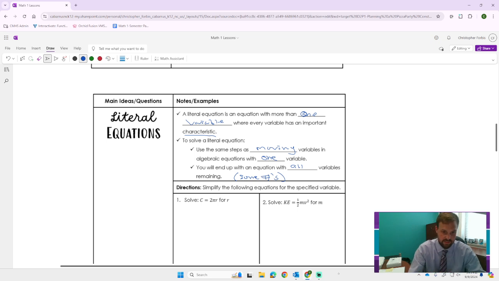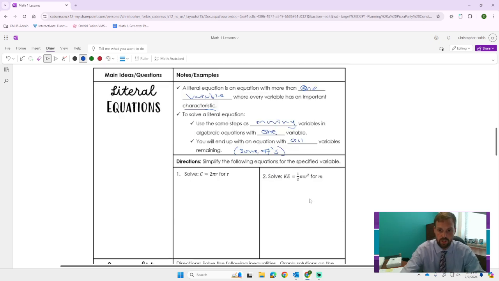So let's do an example. It says simplify the following equations for specified variables. Like this right here, number 1, is a literal equation. It has more than 2 variables. It's c, pi, r. So we have no values for those, but just what they are. And it wants us to solve for the r value. So literally it means to get r by itself. We have c equals 2 times pi times r.